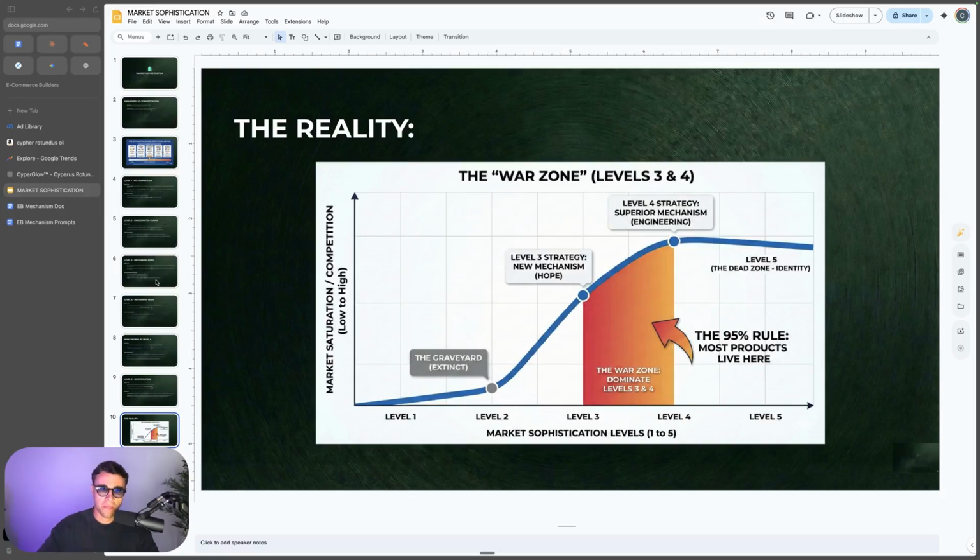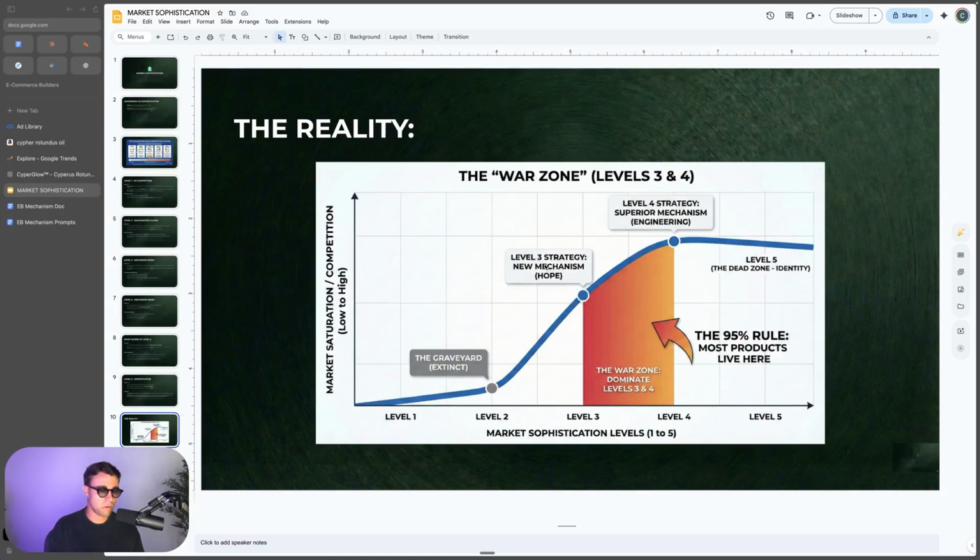Now, again, reverting back to this graph. We're going to be operating between level 3 and 4 sophistication. And you can see level 3 is the new mechanism. So you're literally just bringing a new mechanism onto the market that is basically building new hope. And level 4 is when the market starts to get really saturated. All of your competitors are running mechanisms. And your job is to start building on that core mechanism of the product. Like what actually makes your product different to all of the other identical ones on the market.